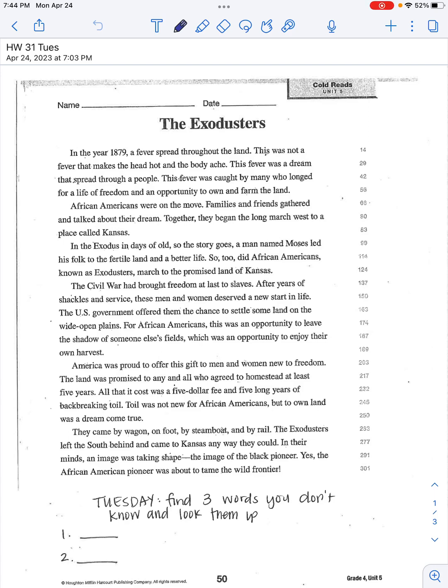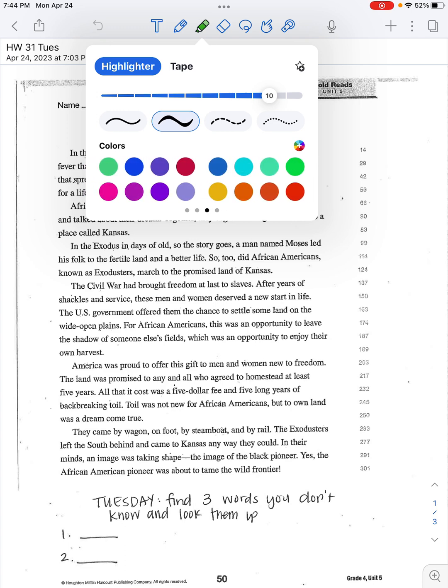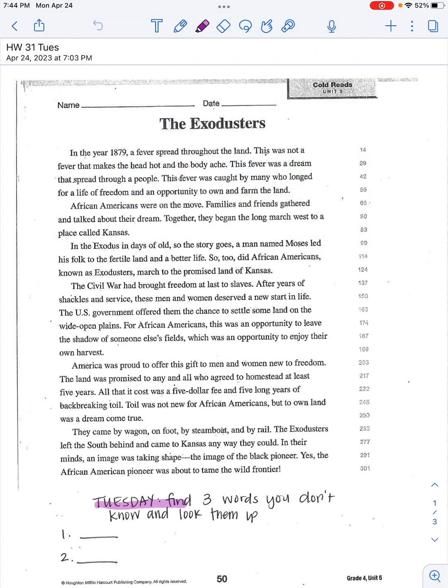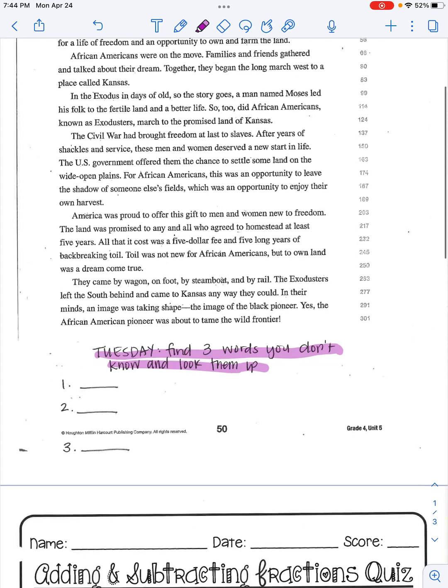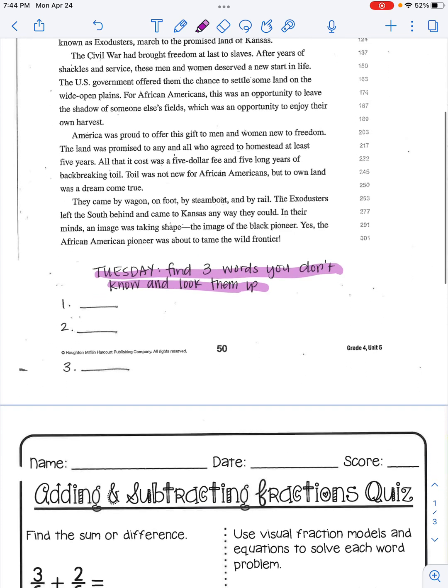Okay, Tuesday, boys and girls. For Tuesday, on the last week of homework for the year, we are finding 3 words you don't know, and you're going to look them up. Okay, so here is what I'm going to tell you. Do not be lazy about looking up the words.